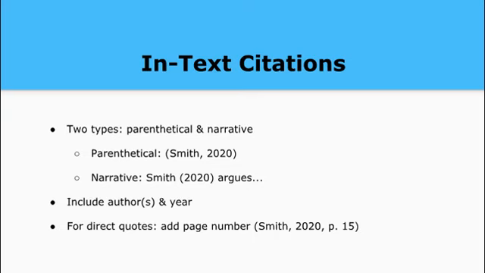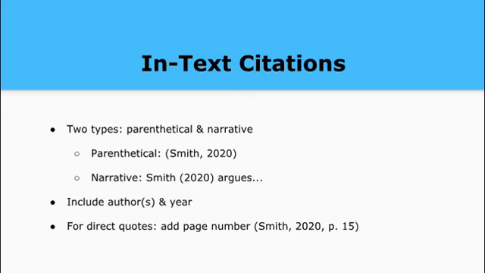If the source has two authors, include both names: Smith and Jones, 2020. For three or more authors, use the first author's last name followed by et al. For example, Smith et al., 2020. Always match the in-text citation with a corresponding entry in your reference list. These conventions help maintain academic honesty and allow readers to easily locate your sources.